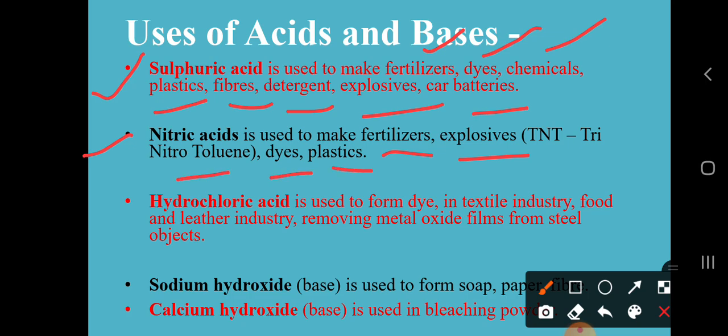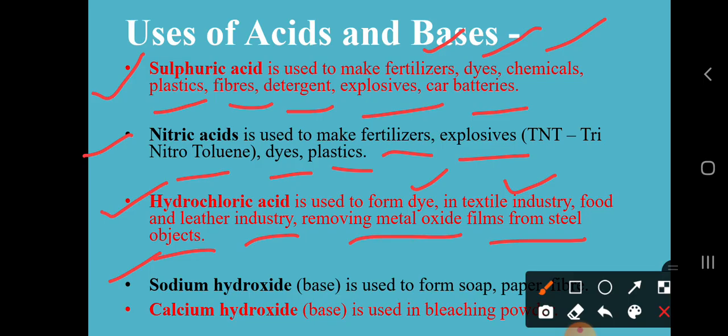So almost all the acids have the same characteristics. So in place of sulfuric acid, you can replace it with nitric acid. And next, hydrochloric acid is used to form dye. Dye means color. Okay. And it is used in textile, food and leather industries, and for removing metal oxide films from steel objects. So if metal oxide is forming on steel objects, we can use hydrochloric acid, because hydrochloric acid is very concentrated. Next, sodium hydroxide is used to form soap or paper fiber.